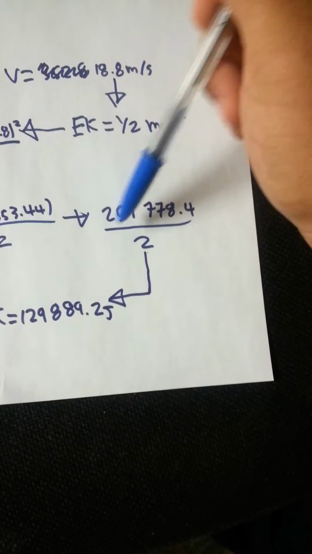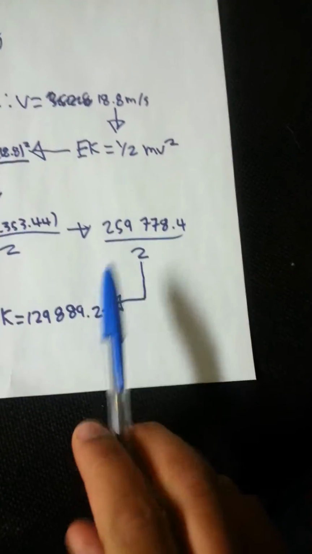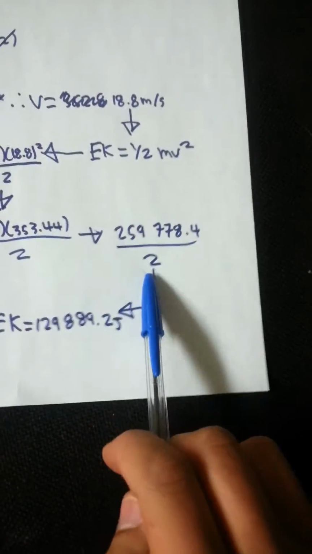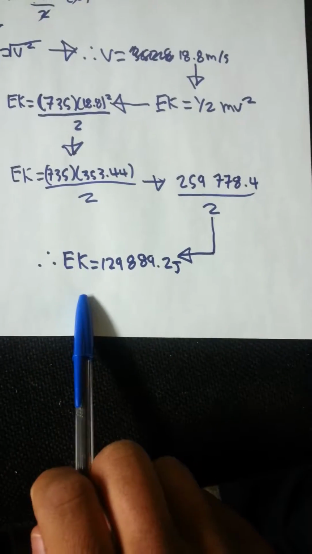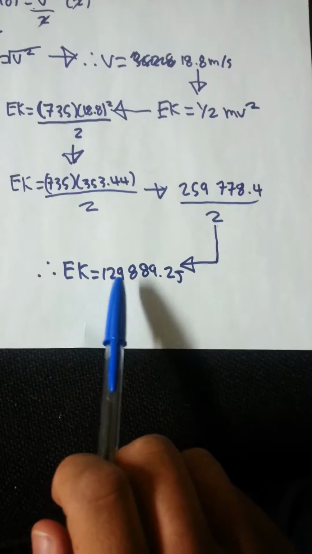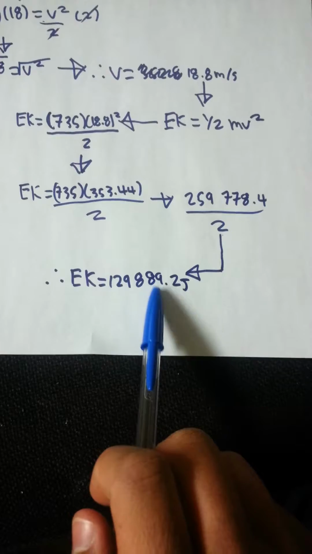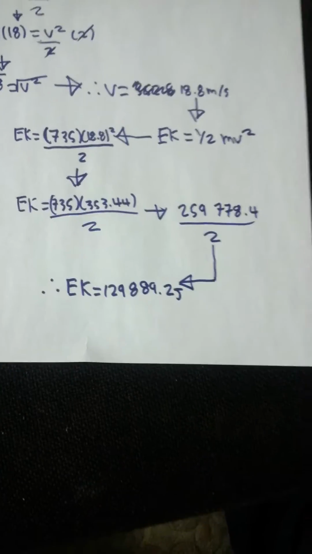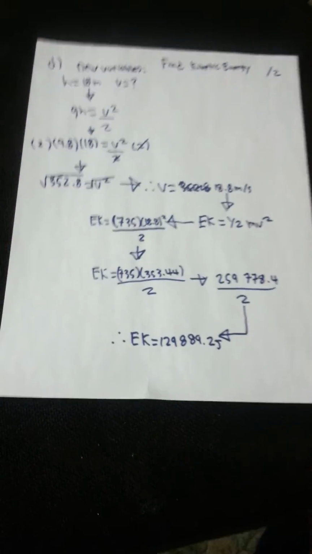259,778.4. That's a big number, but it's okay. Nothing's too big for us. And then you divide that by 2, and then you get your total kinetic energy, which is 129,889.2 joules. So, there you have it.